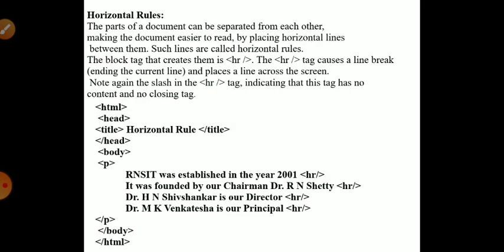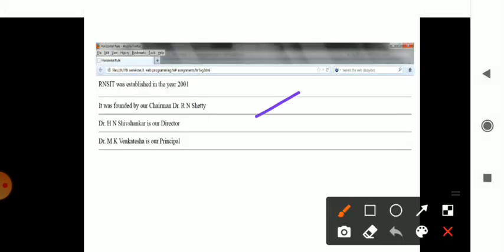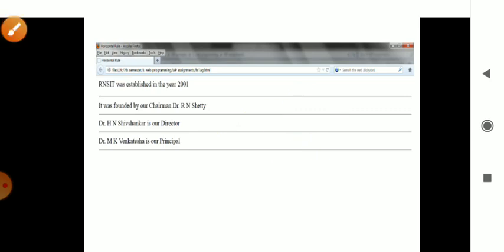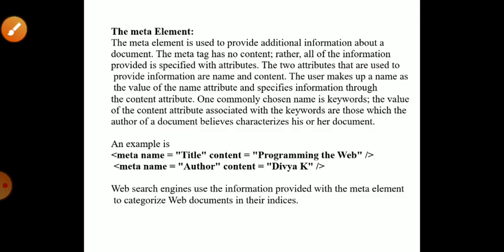Then you have this, as I said, the text output is being printed here, where you have the RNSIT line printed first. Then you have the line that it was founded by the chairman. Then Shiv Shankar is our director, then Venkatesha is our principal. Like that, the various lines are being printed in separate lines. Okay, so this is the concept of your horizontal rules. Horizontal lines can be implemented.